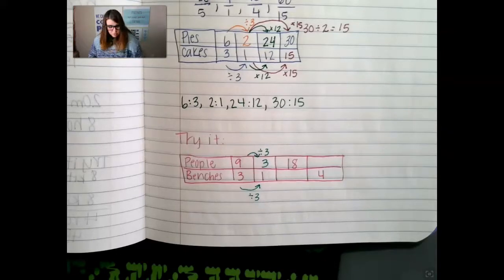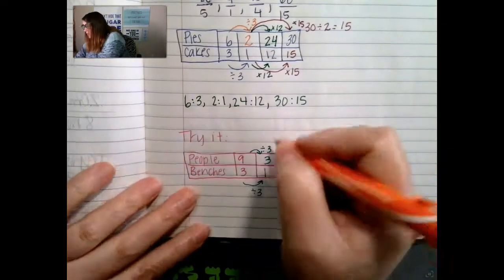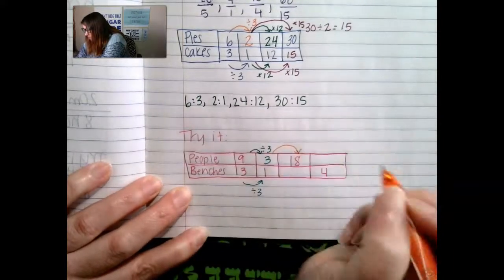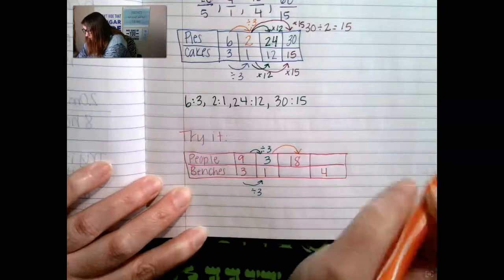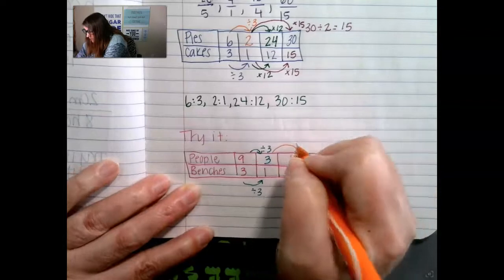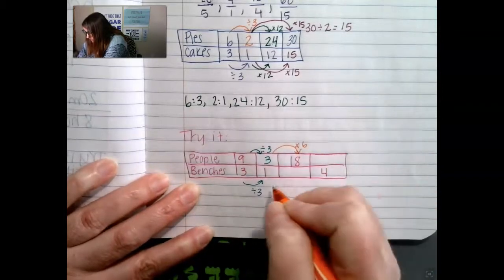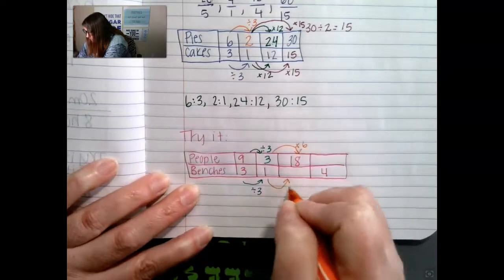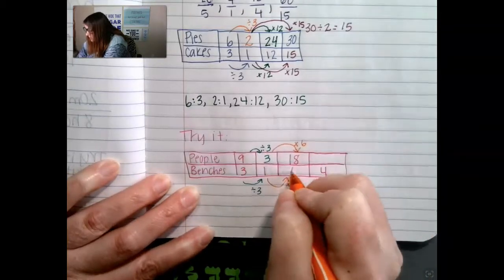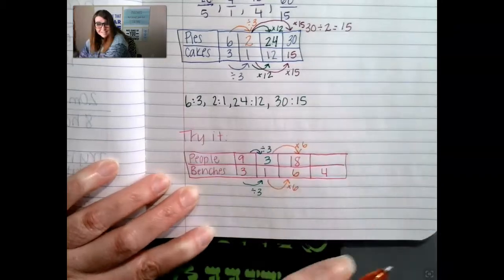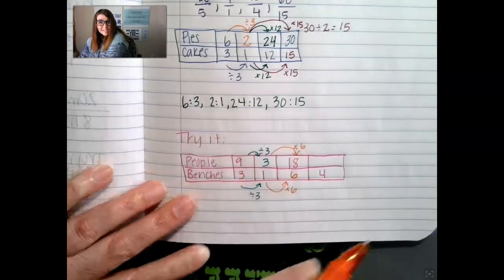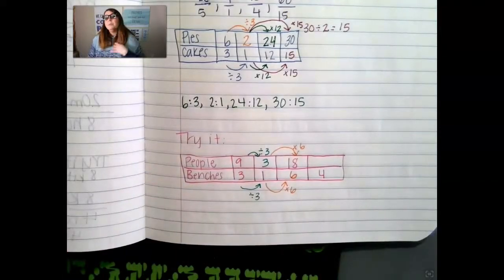Now, I want to know then, how do I go from 3 to 18? How many people do I have, or how many benches do I have? Well, if I have 18 people sitting, that means that I had to multiply by 6. So on the bottom, I need to multiply my unit rate by 6. That means that I have a ratio of 18 to 6. So I need 6 benches for 18 people.